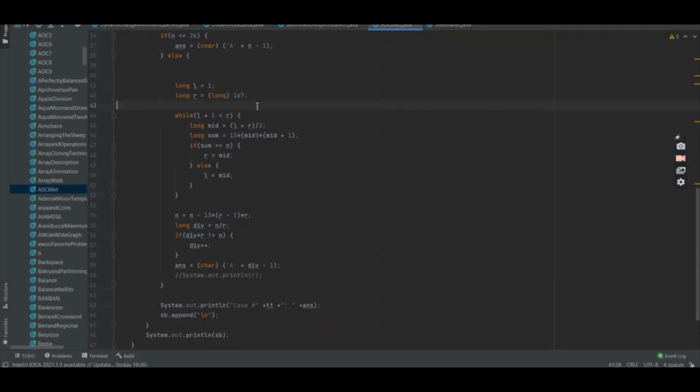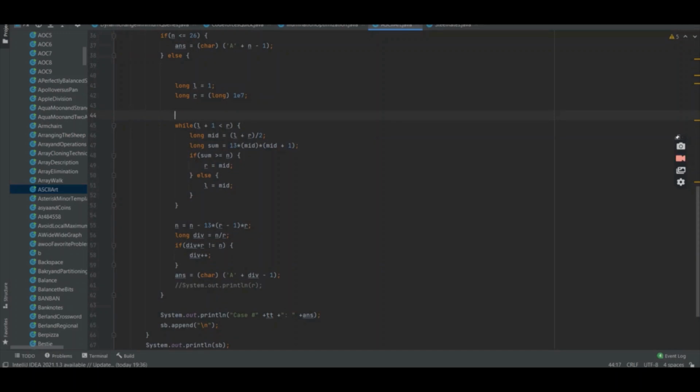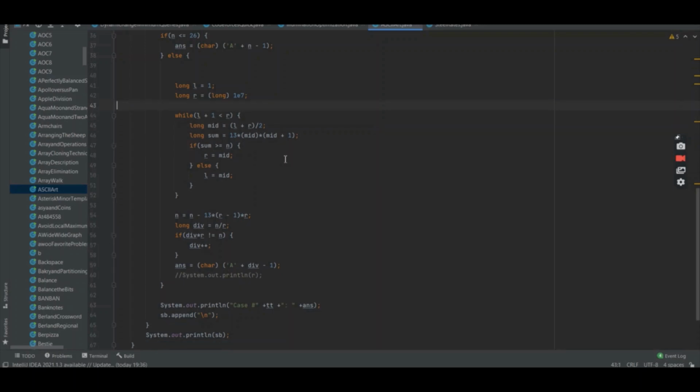But yeah, the type of binary search we are using here, I forgot the name, but we use this kind of binary search when we are doing binary search on the answer. But this is not binary search on the answer. But I like this kind of approach.